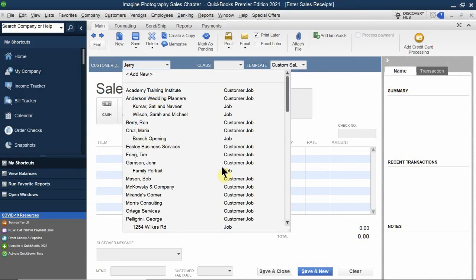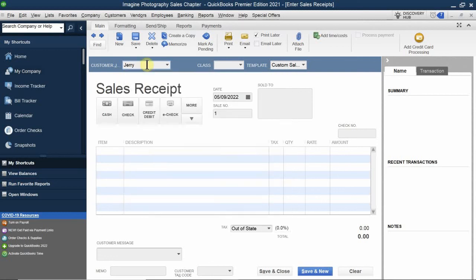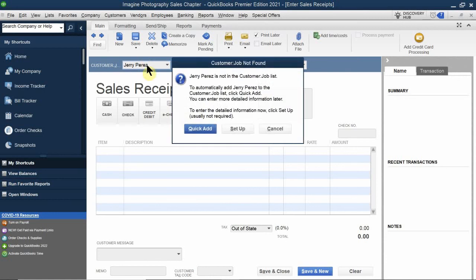I'm only strictly looking at just my customers. So in this case, Jerry Perez doesn't exist. So what I can do here is I'm just going to type in Jerry Perez. He doesn't exist. So if I click that tab button, it's going to give me this weird window that says, hey, this person does not exist. What do you want to do?